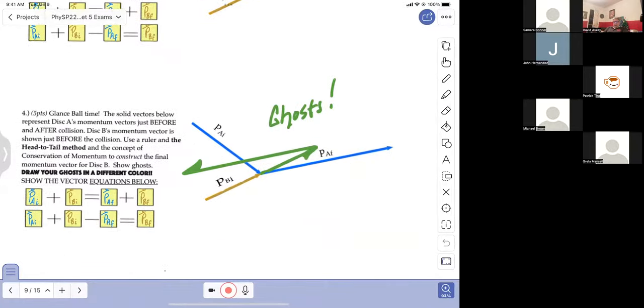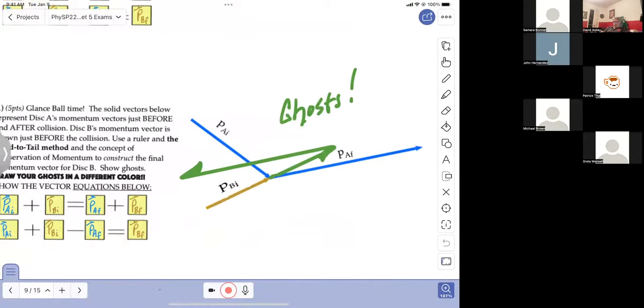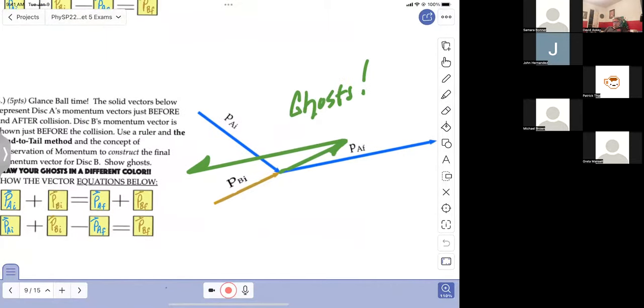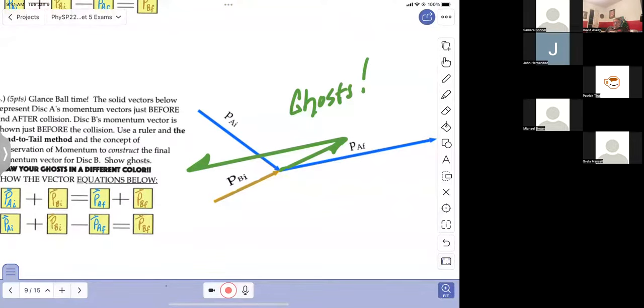So I have a couple of ghosts. I do my ghosts in green this year. All I did was take PBI right here and move it, because I'm going to go PAI to PBI to negative PAF. So I slid PBI up here, head to tail. Then I took PAF, flipped it and moved it over here. So that's negative PAF. Then my resultant will go from my very beginning to my very end. Voila.